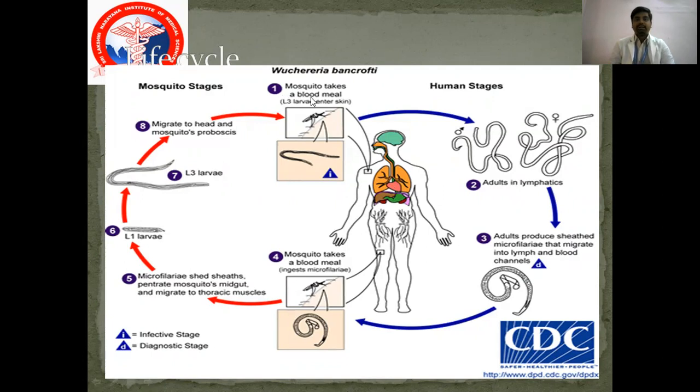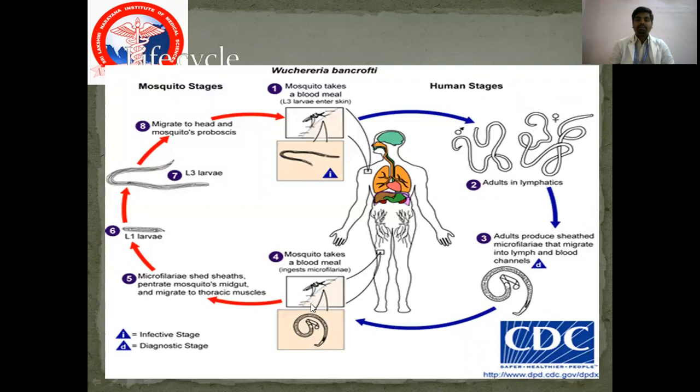The mosquito takes a blood meal, and the L3 larva enters the skin. Once the mosquito bites, the L3 form of Wuchereria bancrofti enters the bloodstream. After entering the bloodstream, it matures into adults in the lymphatics. In the lymphatic drainage system, it develops into adult worms. The adults produce sheathed microfilariae that migrate into the lymph and blood channels. So adult worms, after fertilization, produce microfilariae. They contain a sheath and circulate in the bloodstream.